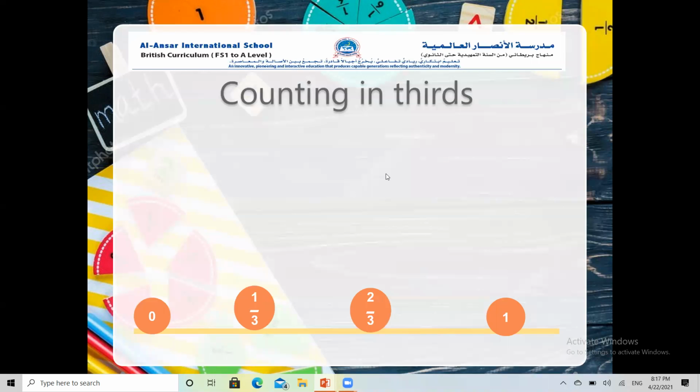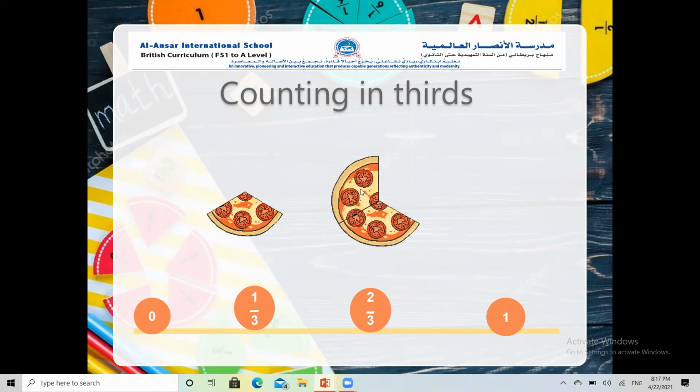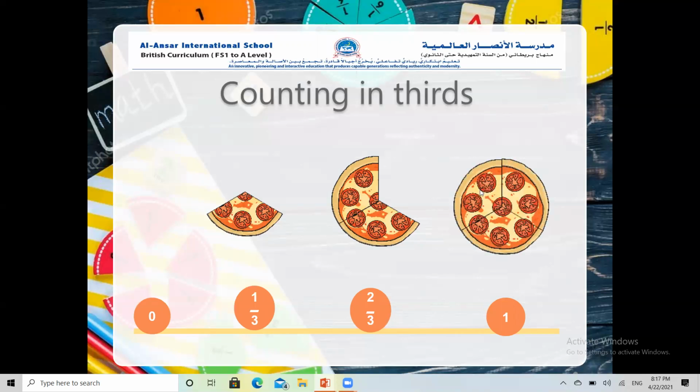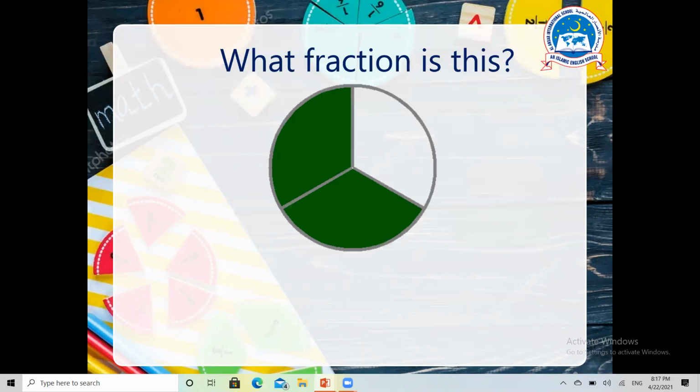Now, let's count in thirds. 0, 1/3. I have here 2 pieces of the pizza, so I have 2/3. And when I have 3/3, it will make a whole, right? The whole pizza, which means 1 pizza, right?